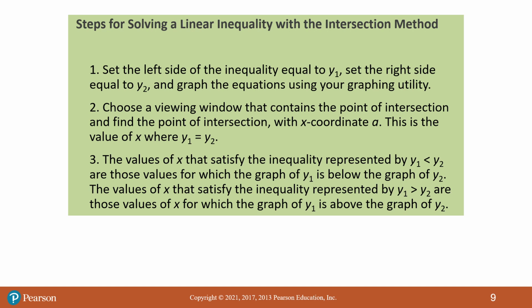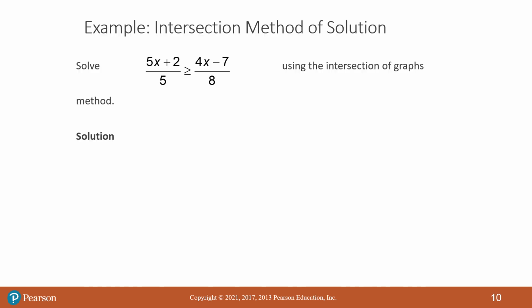We're going to choose a viewing window that contains the point of intersection and find the point of intersection with x coordinate a. This is the value of x where y1 equals y2. The values of x that satisfy the inequality y1 is less than y2 are those values for which the graph of y1 is below the graph of y2. And the values of x that satisfy y1 is greater than y2 are those values of x for which the graph of y1 is above the graph of y2.